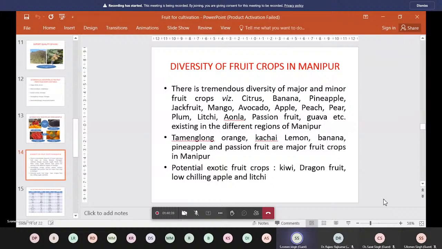Tamil orange, Khasi lemon, banana, pineapple and passion fruit are the major fruit crops growing in the state of Manipur. The exotic fruit crops which are potential, newly introduced, are kiwi fruit, dragon fruit and low chilling apple, and chilli and lychee are potential for expansion due to their suitable agroclimatic conditions in the state of Manipur.